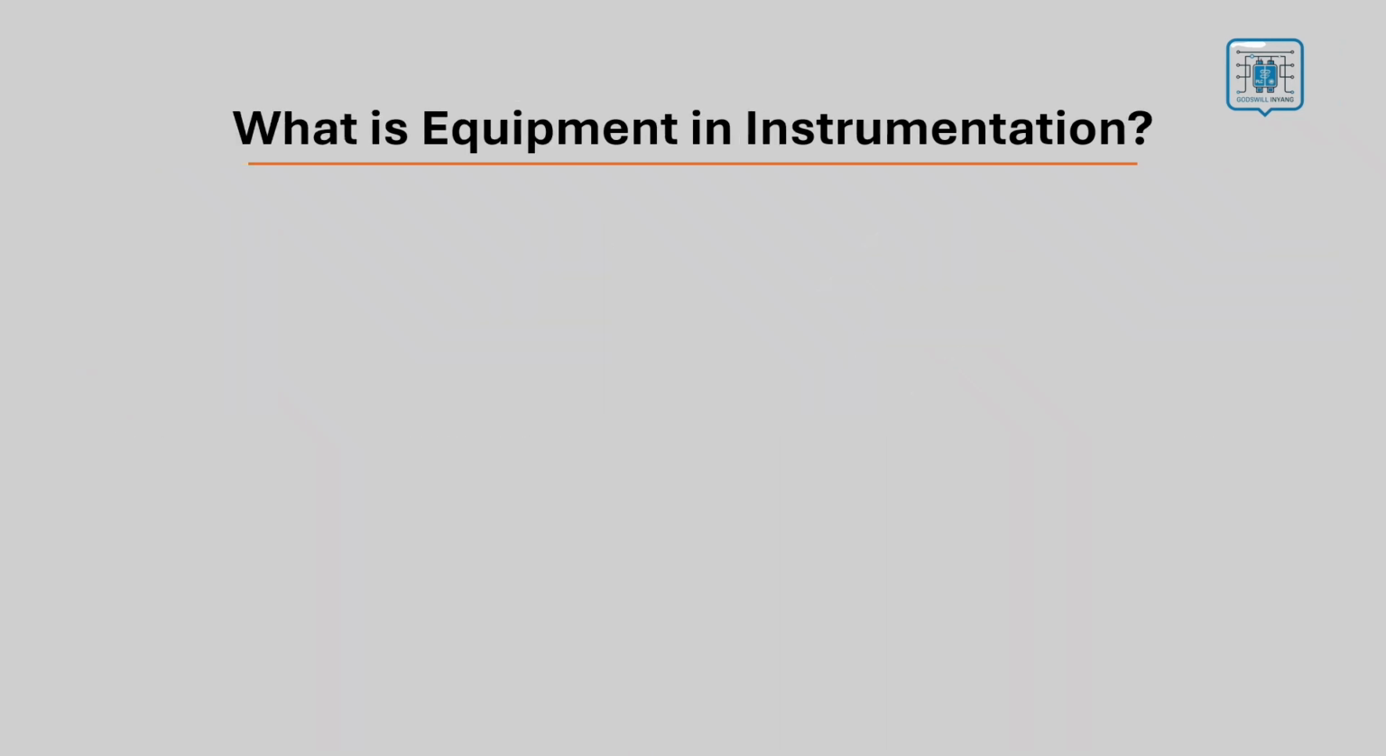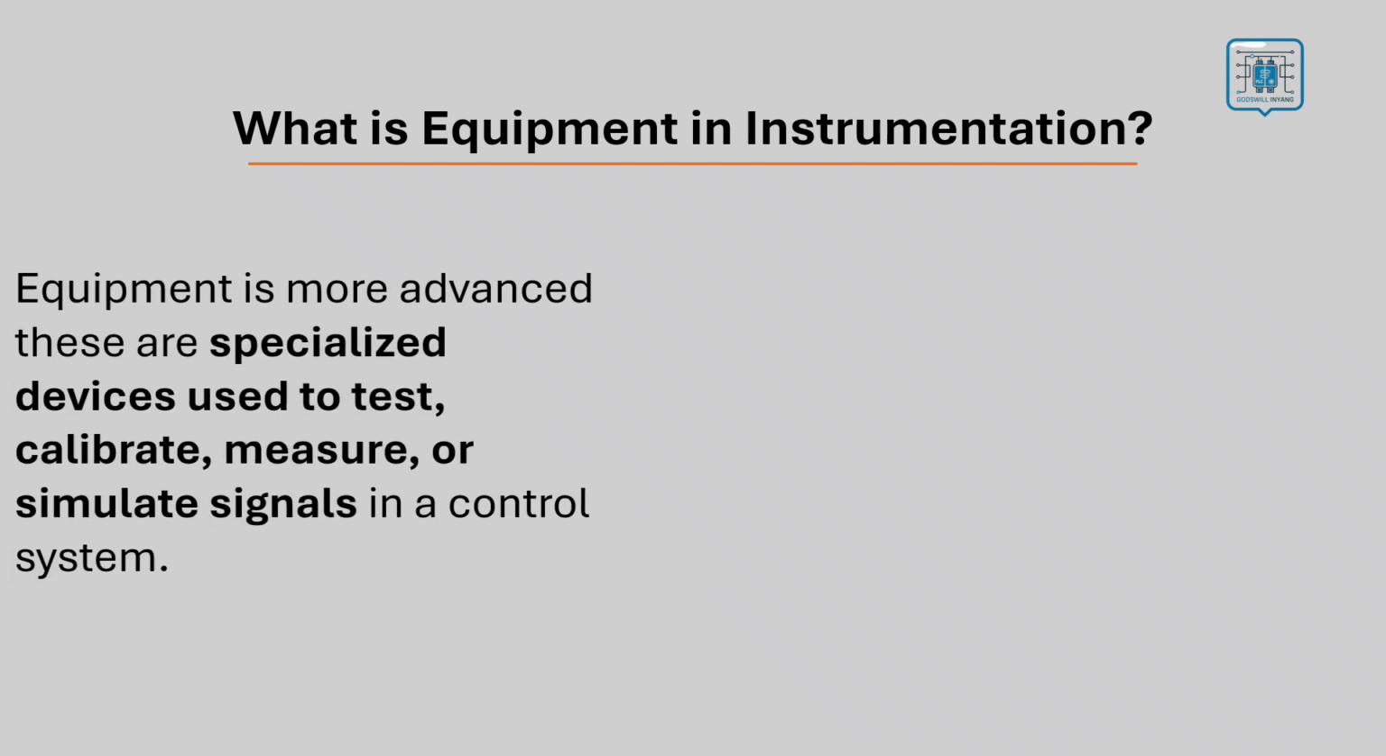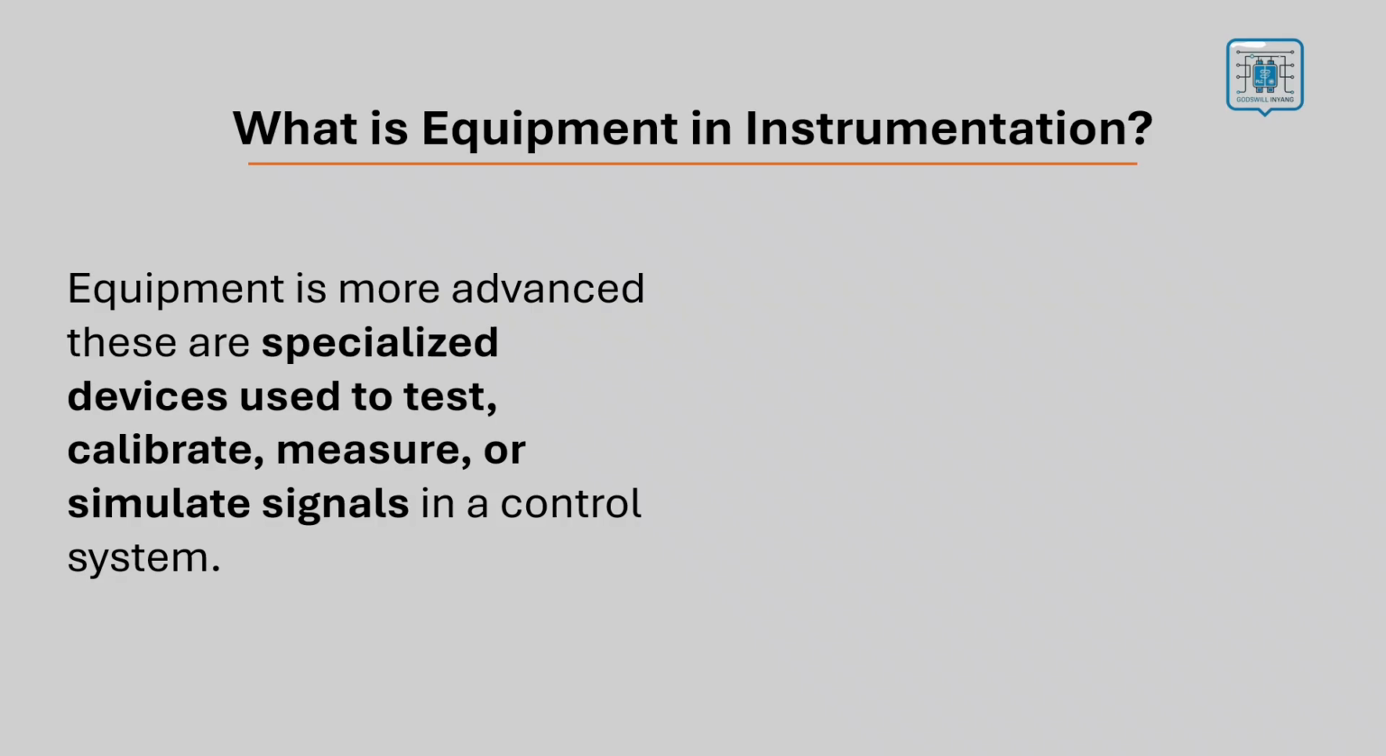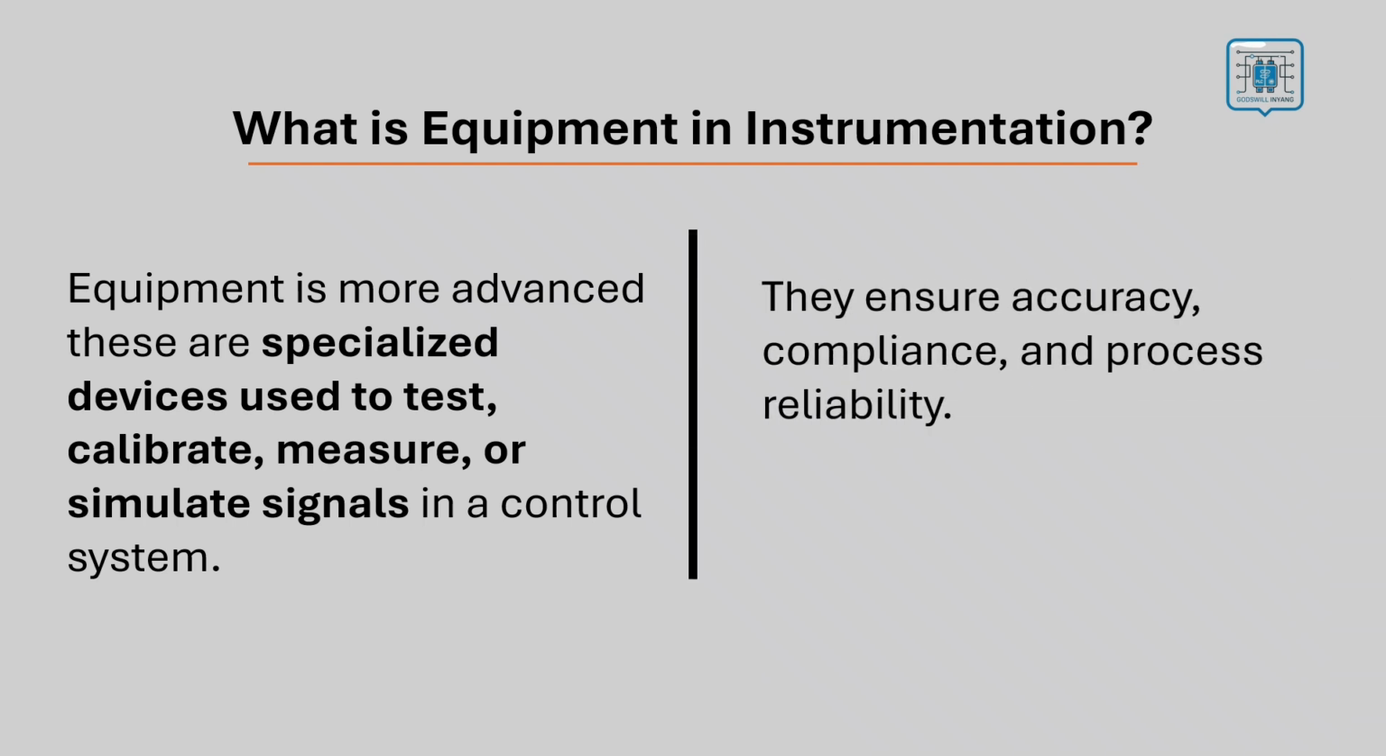Now let's move to equipment in instrumentation. Equipment refers to more advanced, often electronic devices that are used to test, calibrate, measure, or simulate signals in a control system. So they are not just tools for building, they are instruments for validation and accuracy checking. In other words, while tools help you work on the physical system, equipment helps you verify that the system is performing correctly and within specification.